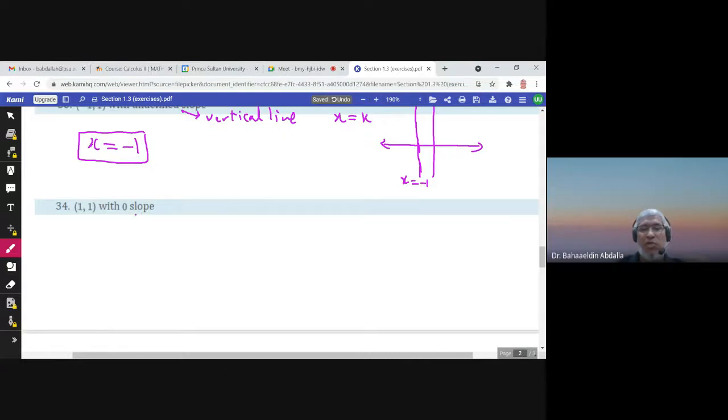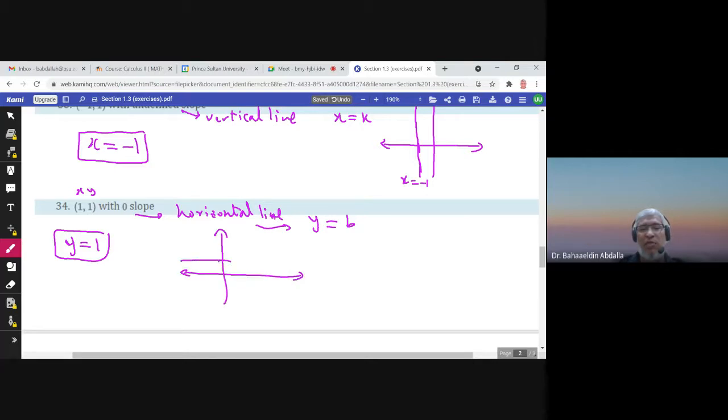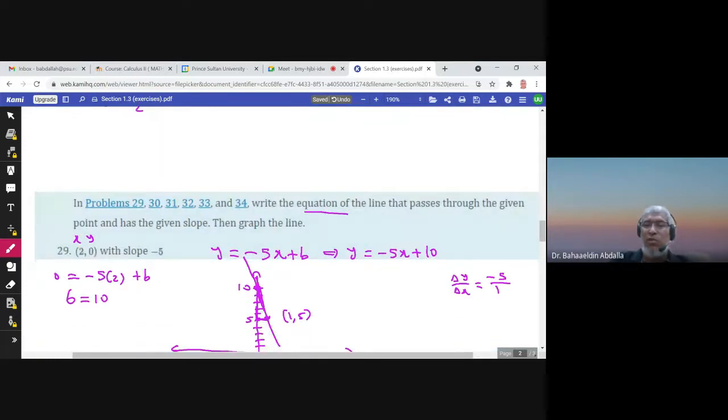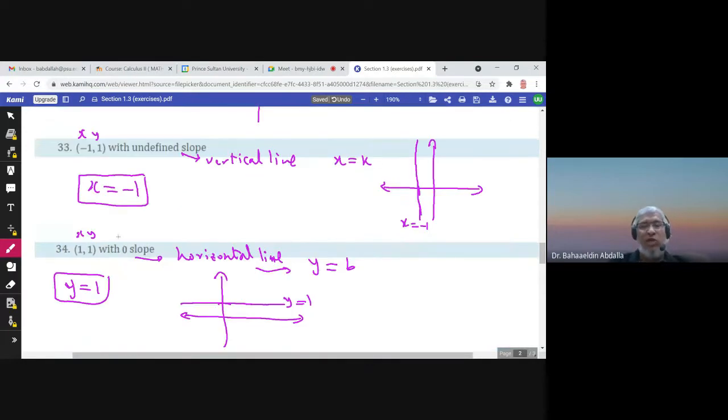With zero slope, this is a horizontal line. And the equation of the horizontal line is y equals k or b or whatever. For this point (x, y), y is 1. So the equation of this horizontal line is y equals 1. And it's easy to graph this line. It passes through y equals 1, at the point (0, 1). So yeah, graph the line, find the equation. So we found the equation and graphed the line.